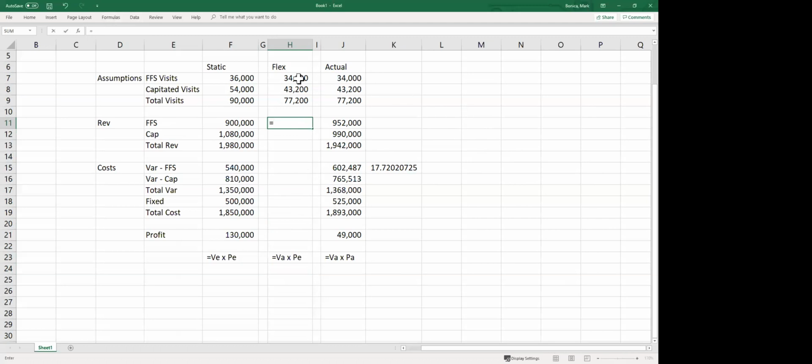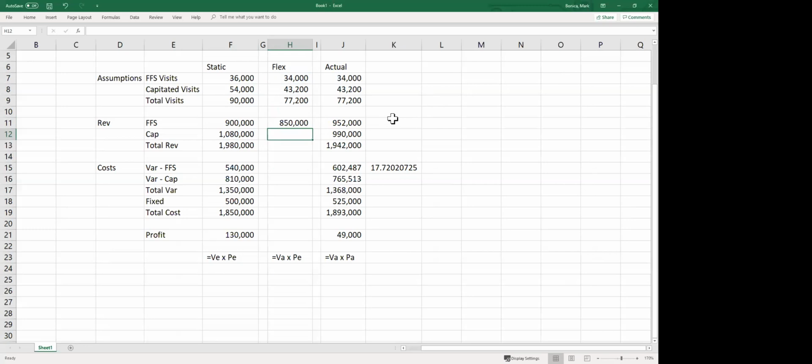volume, which is 34,000, times the expected price. So the expected price, going back to 266 here, right? The expected price was going to be 25. So if we had earned the expected price, we would have earned 850,000 in fee-for-service revenue.